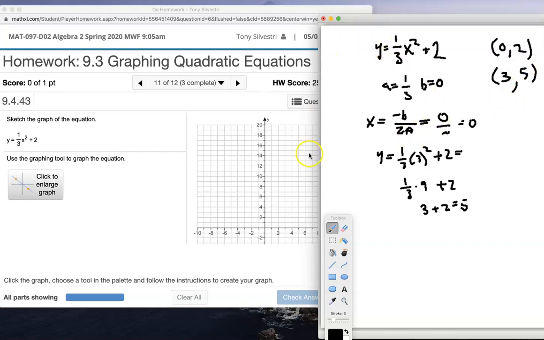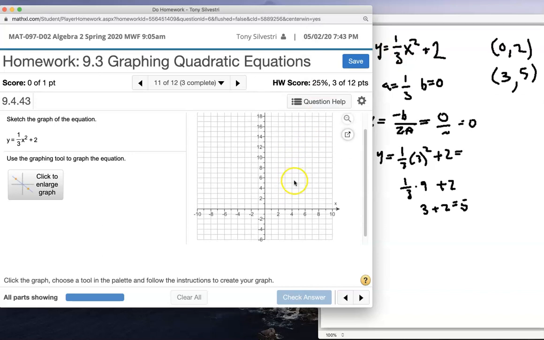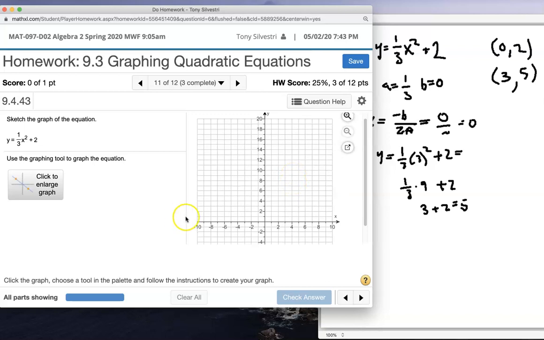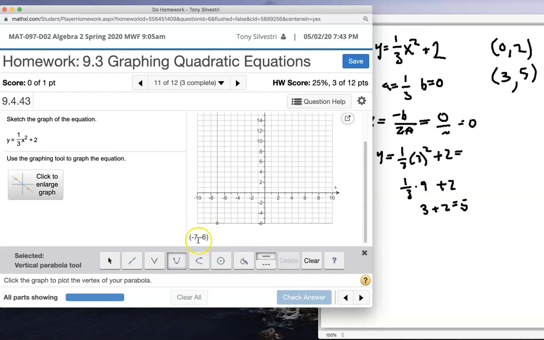Let's see if they work. Click. Oh, we have to click the graph. Click this vertical parabola. Okay, yeah, there's your point helper. I go in the center, 0, 0. X is 0 means you don't move horizontally, but you do go up 2. Click.